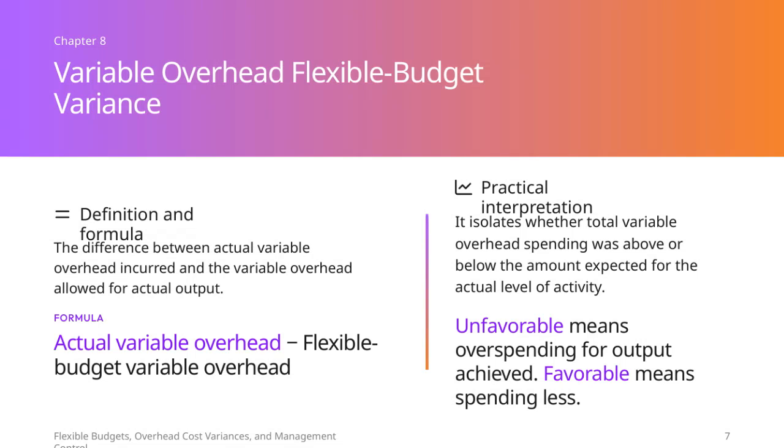Now, let's dive into the variable overhead flexible budget variance. This variance measures the difference between the actual variable overhead costs incurred and the variable overhead costs allowed for the actual output.